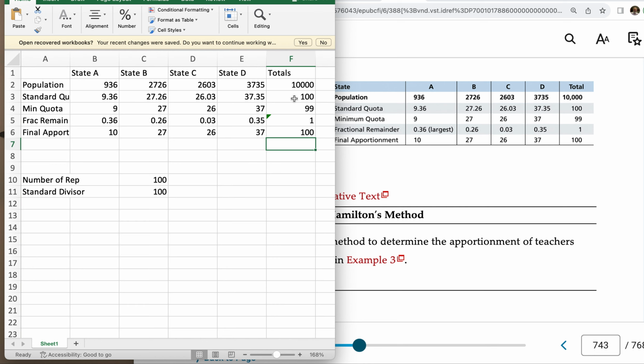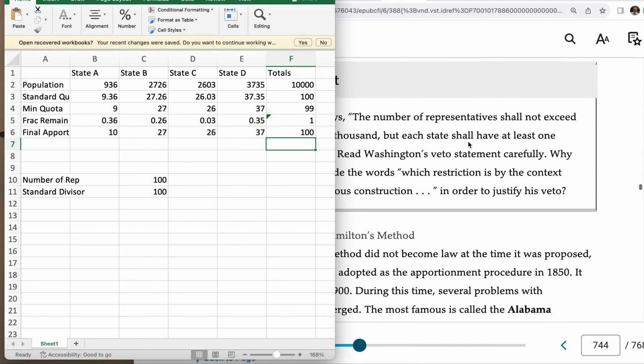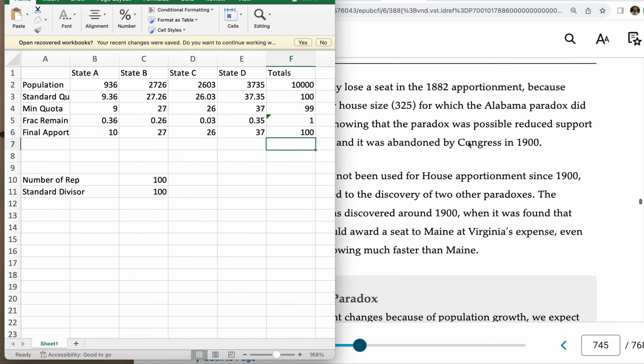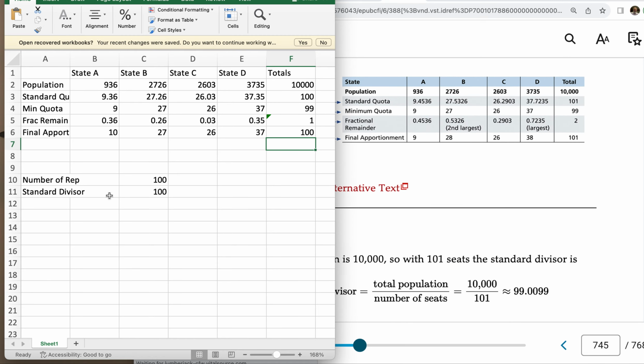Let's look at the Alabama paradox that would happen. They said, what if we go to 101 representatives? Notice this is how we would allocate. If we went to 101 representatives, which was that other table I was looking at to start with right here, there, they went to 101. Well, I'm going to do that right here. I'm going to say, okay, what if we got 101 representatives?